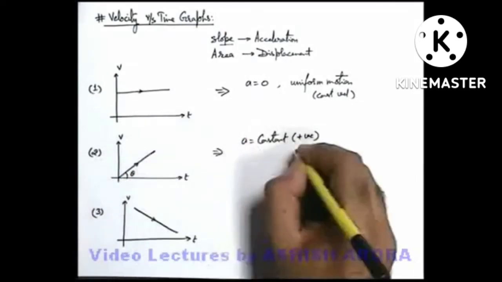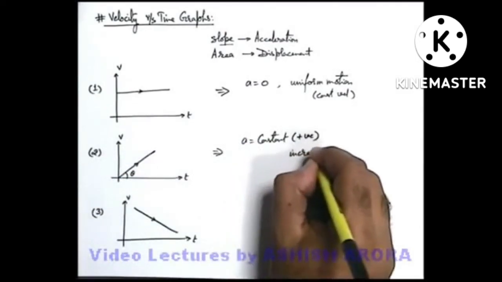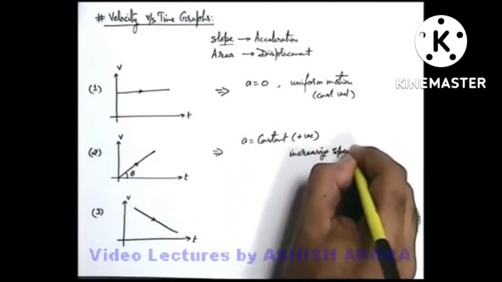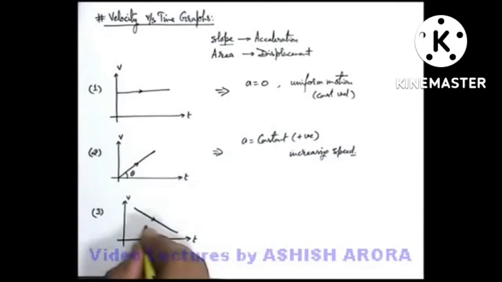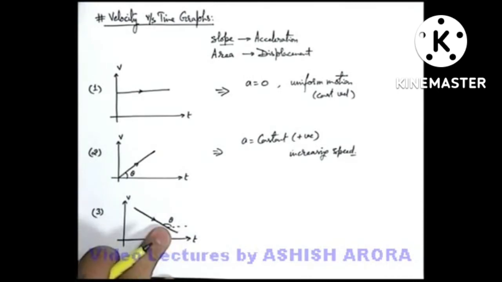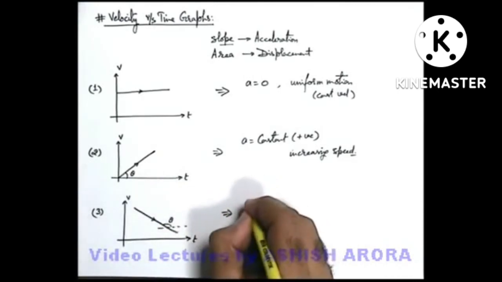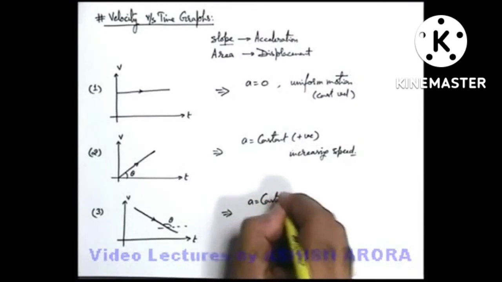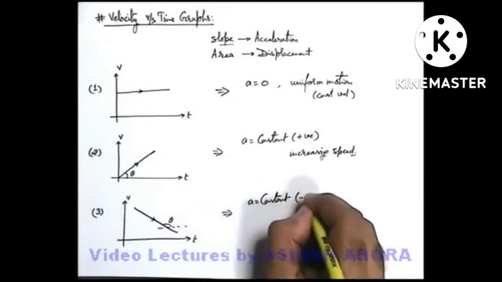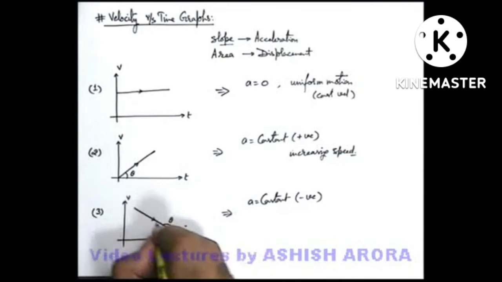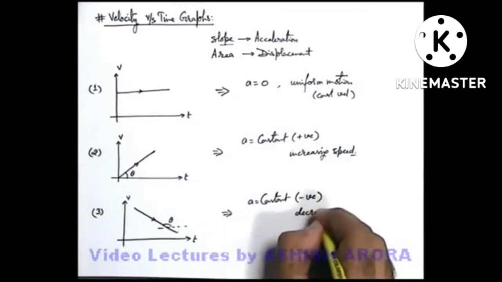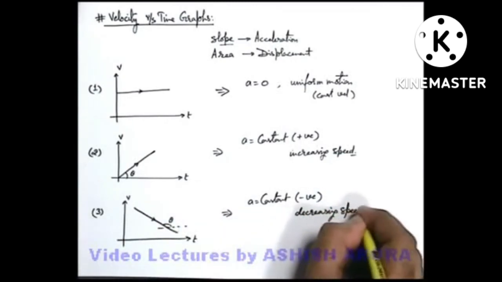That means the speed is increasing. So this is the case of increasing speed, where speed increases with time. In the third case, again it is a straight line. Here we find the angle which the line makes with the time axis is obtuse. So here we can again state that acceleration is constant because in a straight line the slope always remains constant, the acceleration is negative, but here speed is decreasing. So this is the decreasing speed graph.